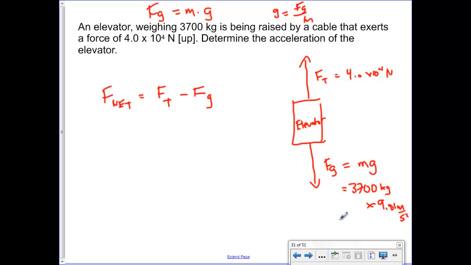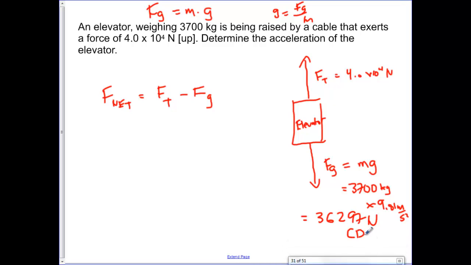So, okay. How much force is gravity actually pulling this down by? 3,700 times 9.81. I got 36,297 newtons. Yeah, and to be more specific, that's pulling it down.